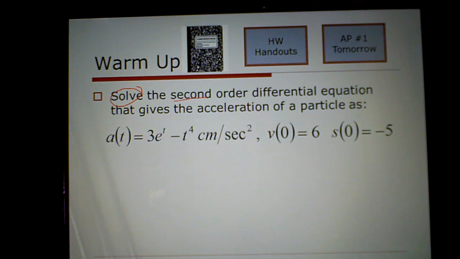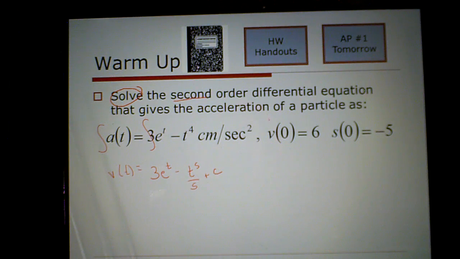The acceleration is a derivative. This is a differential equation. It is the second derivative of position. So when I take the antiderivative of both sides, I will get v of t is equal to the antiderivative of 3e to the t, which is also 3e to the t, minus power up, plus c.